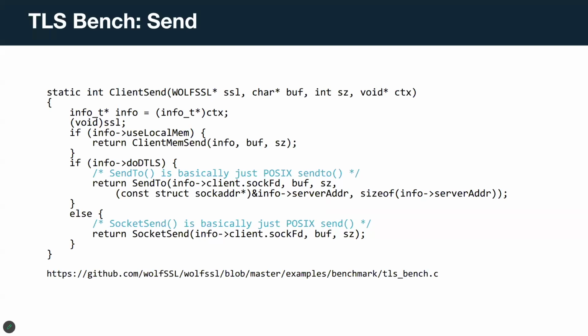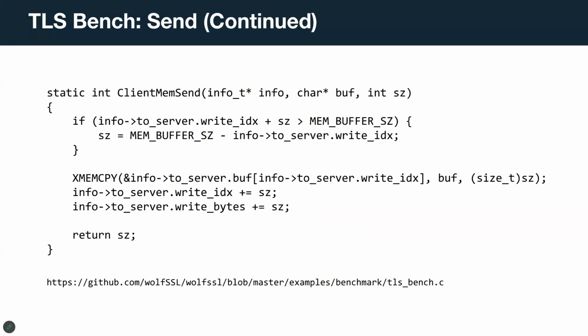The distinction between send to and send is that send to is over UDP, whereas send is over TCP IP. And DTLS obviously runs over UDP, and TLS obviously runs over TCP IP, so that's why they're appropriate. As I was saying, there's also at the very top use local mem and a client mem send, and that looks like this.